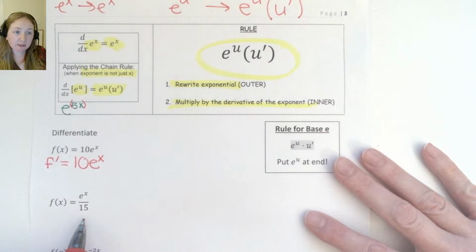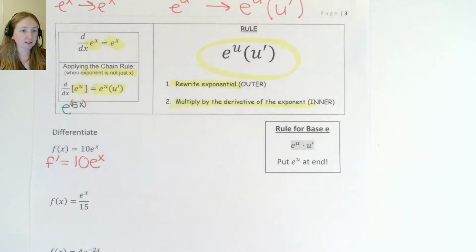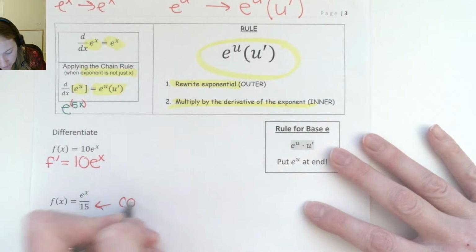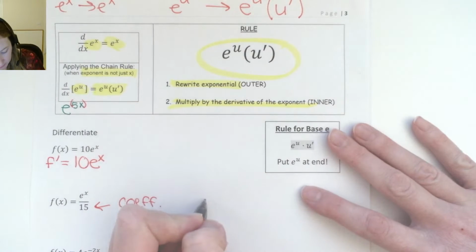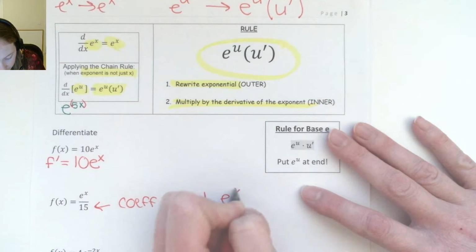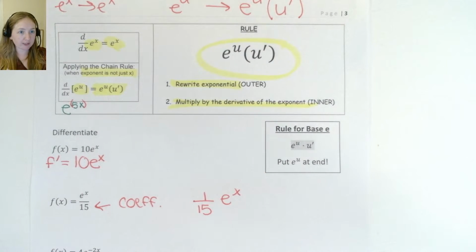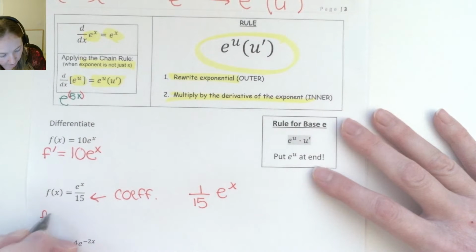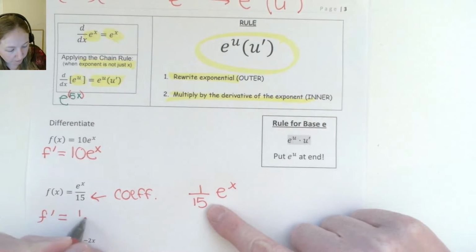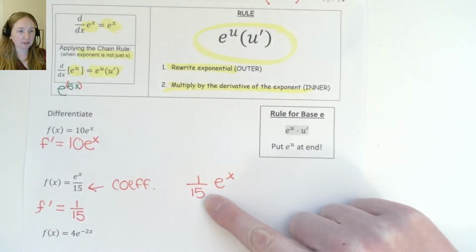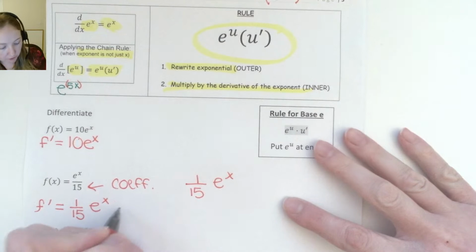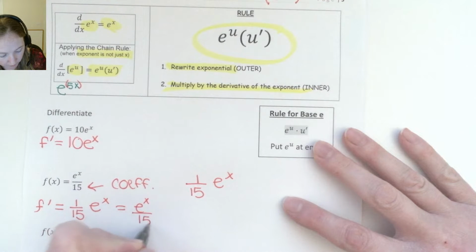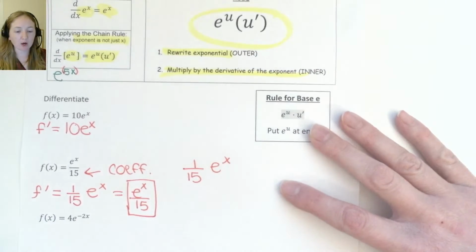Now, if you look at this next example, sometimes students get a little stressed out about that 15 in the denominator. Remember that this 15 is just a coefficient in the same way that 10 was a coefficient. Another way of thinking about this is that this can be written as 1 over 15 e to the x. So if you rewrite it as 1 over 15, then you really see that coefficient behavior there. So the derivative is simply going to be this 1 over 15 stays as a coefficient that tags along, and then my e to the x derivative is just e to the x. Now, of course, you can rewrite that as e to the x over 15 as you multiply straight across.